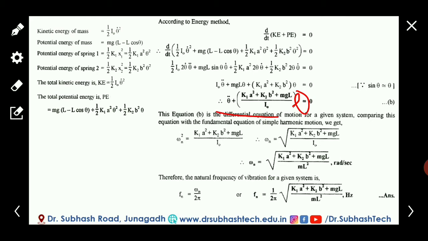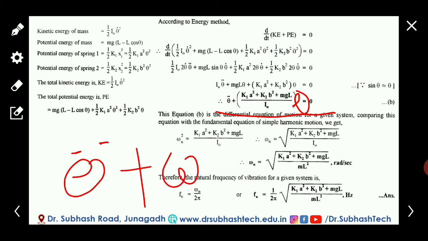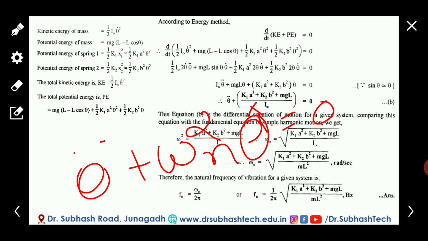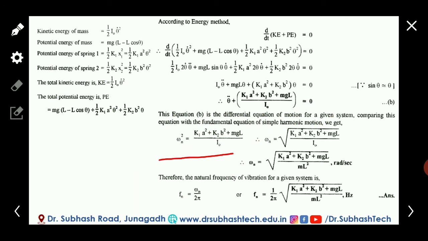Okay, so this equation is equal to the simple harmonic equation of displacement, theta double dot plus omega n square theta is equal to 0. So this equation is similar, and here the bracket value is compared with omega n square as mentioned. Now the square is removed from the left side, so the right side value comes under root. Now the value of I0, the mass moment of inertia for a pendulum, is m l square.